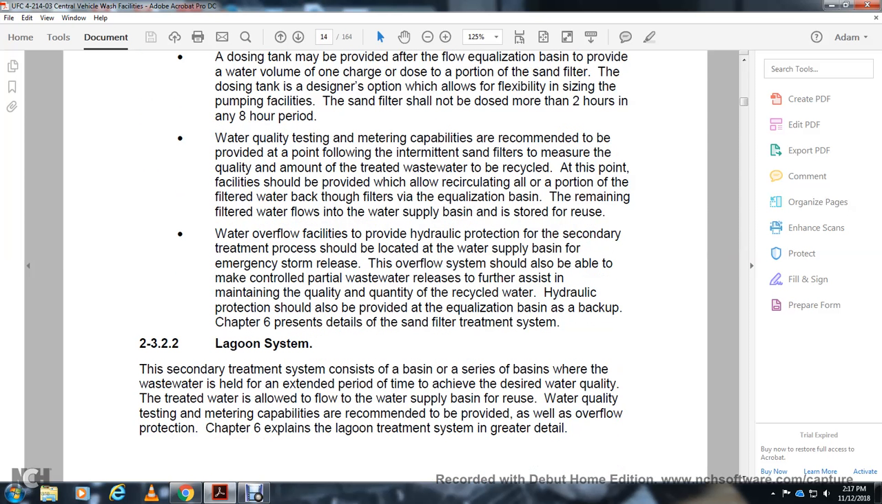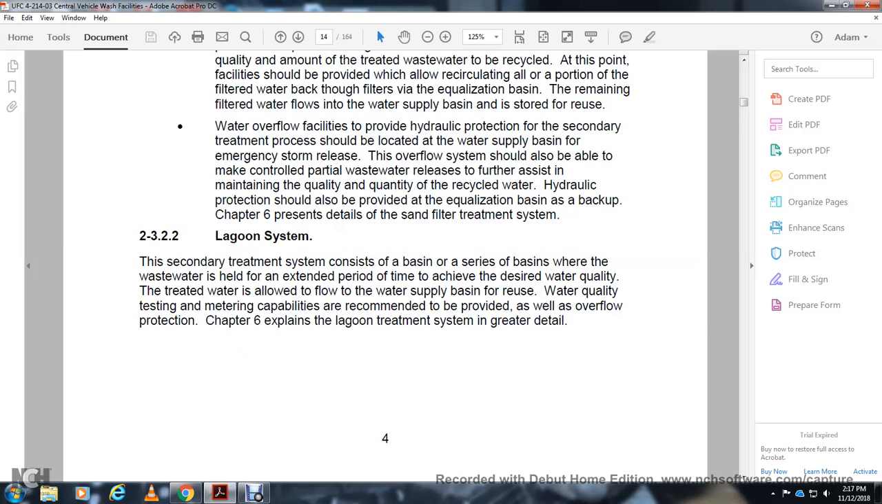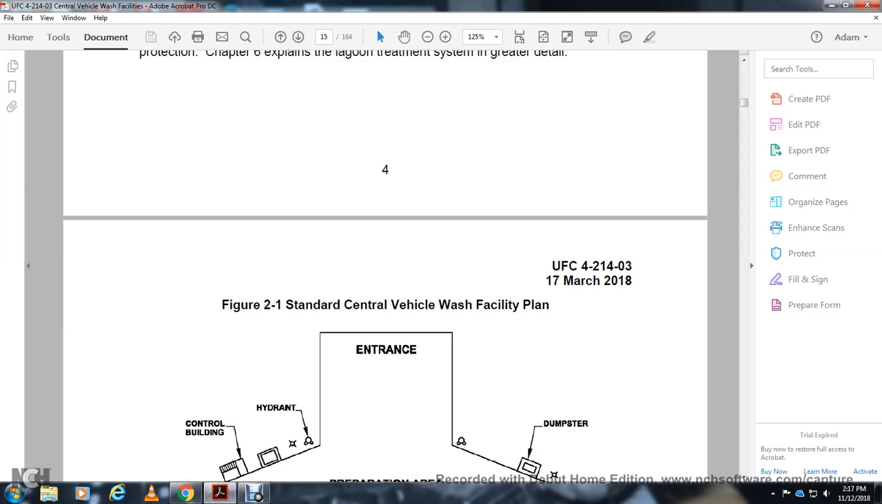2.3.2.2 Lagoon system. The secondary treatment system consists of a basin for the wastewater to be held for a period of time to achieve the desired water quality, with the water level flowing to the water supply basin for use. Water quality testing is recommended to provide quality assurance, as well as overflow protection. Chapter 6 covers the lagoon treatment system in greater detail.